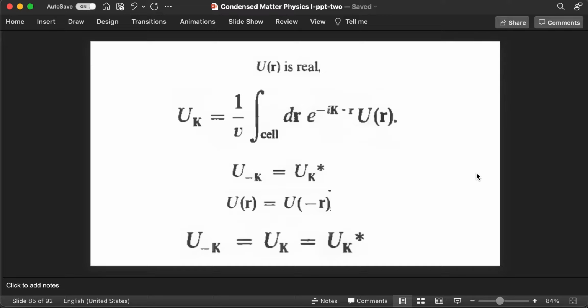So if the periodic potential is real, and there's a very good chance that it's real, then you can show, given this form for U_K, that U of minus K is just U_K star. And if the lattice has inversion symmetry, then the periodic potential will obey U of r equals U of minus r, and then you can in addition show that U minus K equals U_K equals U_K star, which is just the complex conjugate.